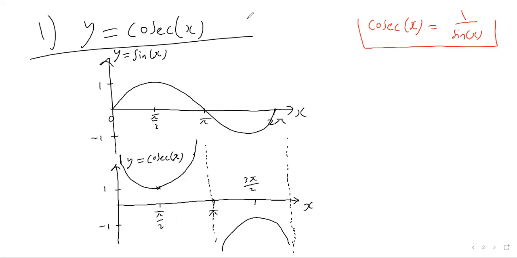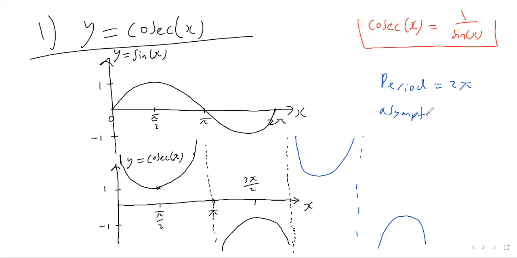What's going to happen is that the graph will repeat itself like this, with more asymptotes. So this graph has got a period, just like the sine graph. It's got a period of 2 pi, so it repeats itself every 2 pi. And you have asymptotes at multiples of pi: pi, 2 pi, 3 pi, minus 2 pi, minus 3 pi, etc. So asymptotes are at x equals k pi, where k is an integer. Okay, so that's the cosec graph.